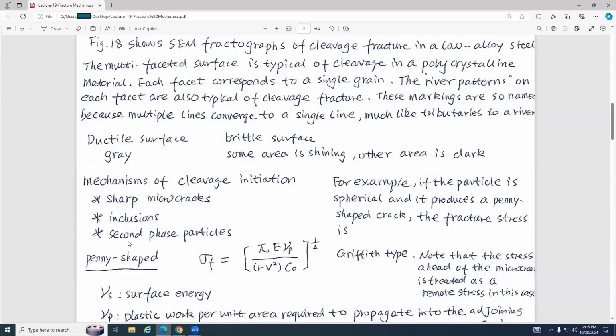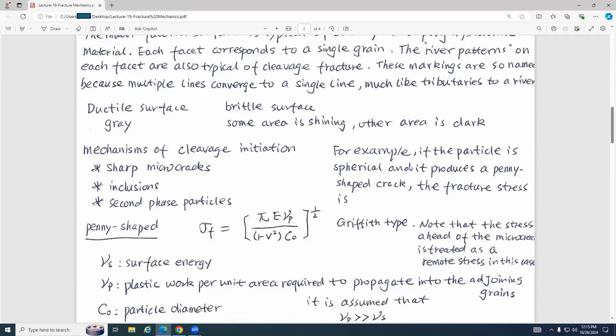And the third one is second phase particles. Second phase particles are actually another kind of inclusion. Second phase particles means that this is the same material, but usually they become a compound. Chemically and physically they are different from the matrix material. So this is called second phase particles.